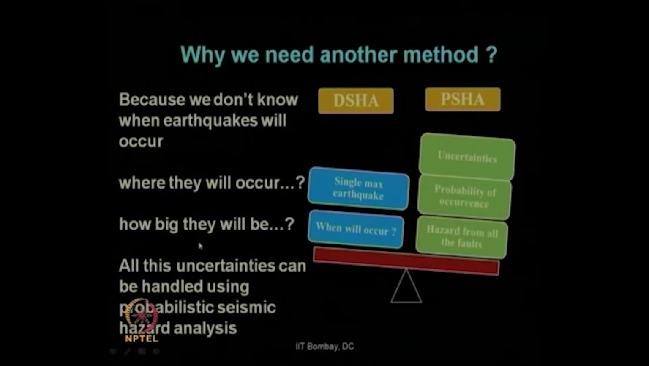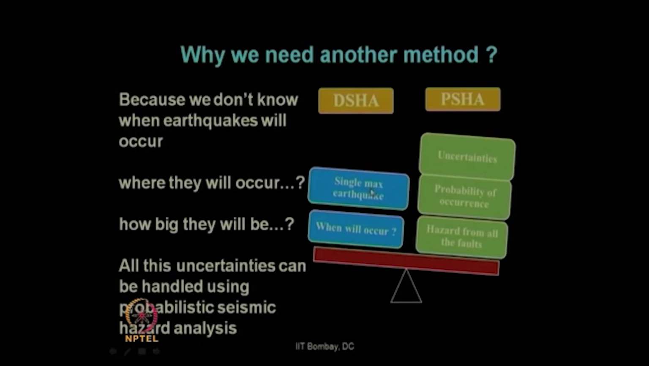So, all these uncertainties can be handled using another type of seismic hazard analysis, that is called probabilistic seismic hazard analysis, in short PSHA. Like at the beginning we mentioned, seismic hazard analysis is categorized in two classes. One is DSHA, deterministic seismic hazard analysis, another is PSHA. So, you can see this picture clearly shows this is the DSHA, this is PSHA.